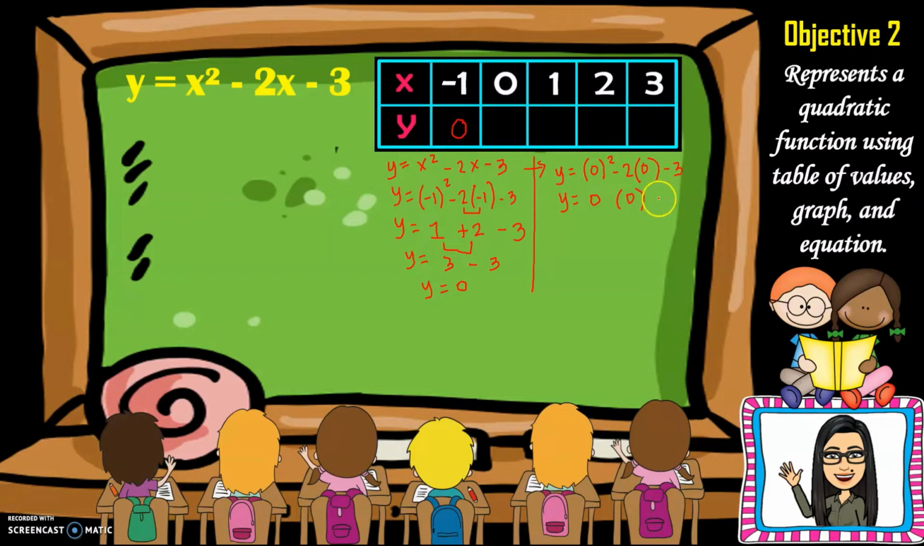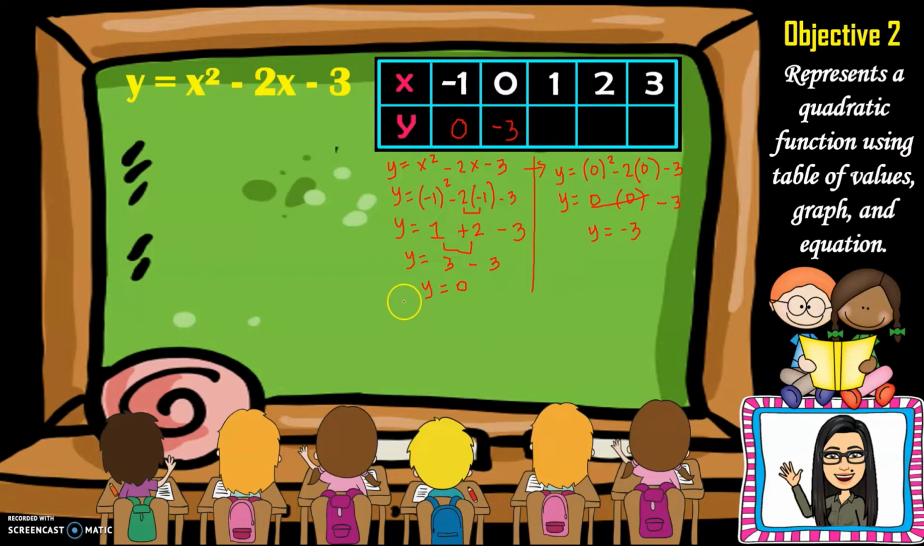And then, minus 3, just copy. So, 0, cancel na ito. So, our y is negative 3. So, therefore, value ng y natin or yung function natin is negative 3 if yung x natin is 0. So, malinaw. Next, ito na tayo sa ating pangatlo.